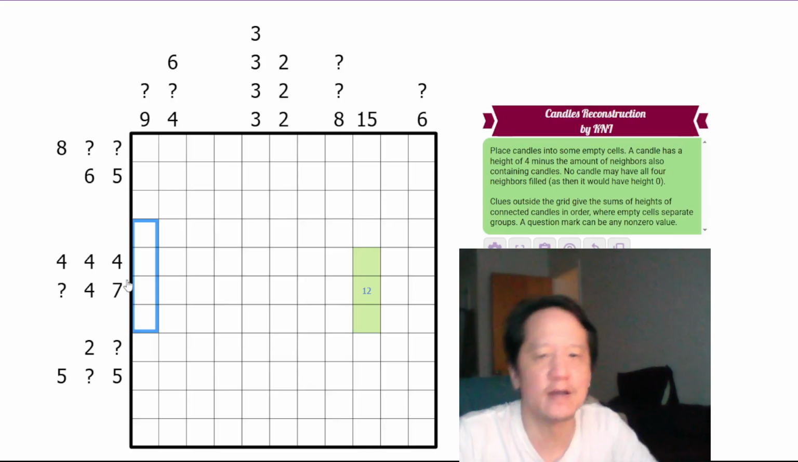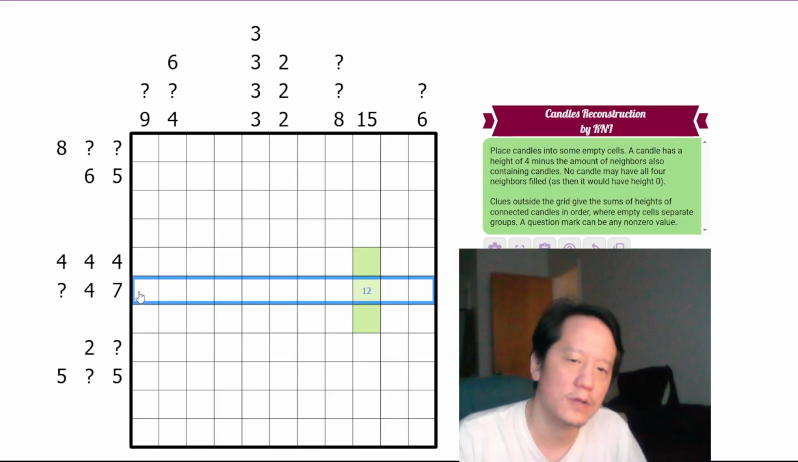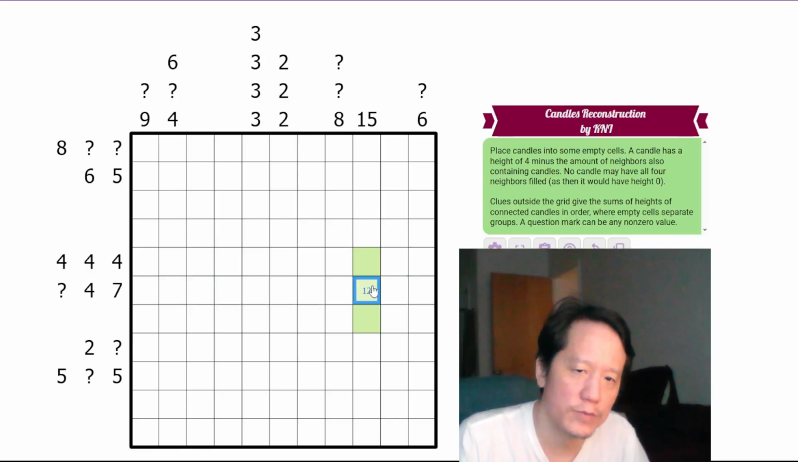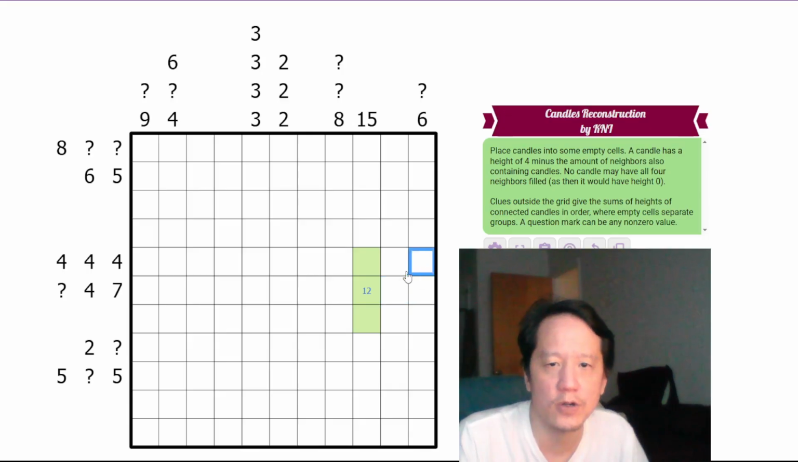We have to have 7 somewhere in this row. Well, we know this is part of 1. And the 7 cannot be 4 and 3 here, right? Because 4 would not have a neighbor. So this must be part of the 7.